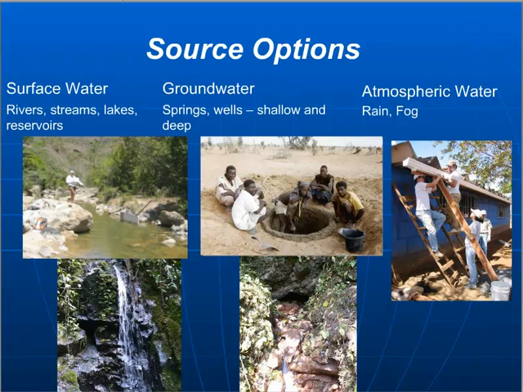So I think that should be clear at this point. So let's talk about what different source options are typical for water supply projects. And we've divided them out into three basic types. Your surface water source, which can be rivers, streams, lakes, and reservoirs.